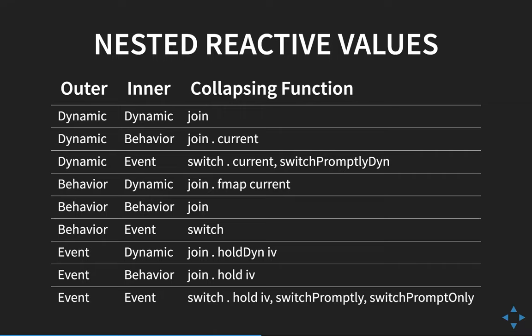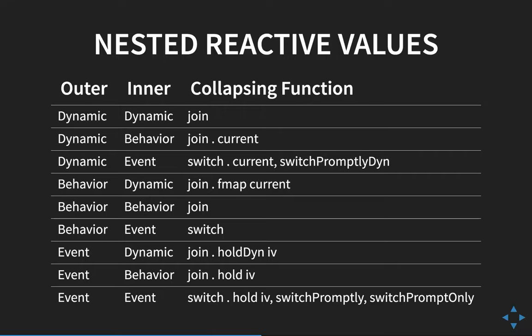Now, I've shown some collapsing functions. However, I need to give a caveat. When I started programming Reflex, I couldn't stand having nested Reflex values. I always wanted to collapse them as soon as I got them. That's usually okay, but occasionally you'll encounter situations where these are nested because they have a meaning. There's a semantic reason for them to be nested.